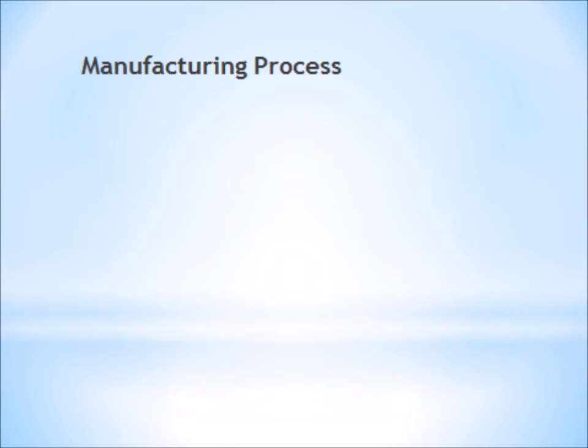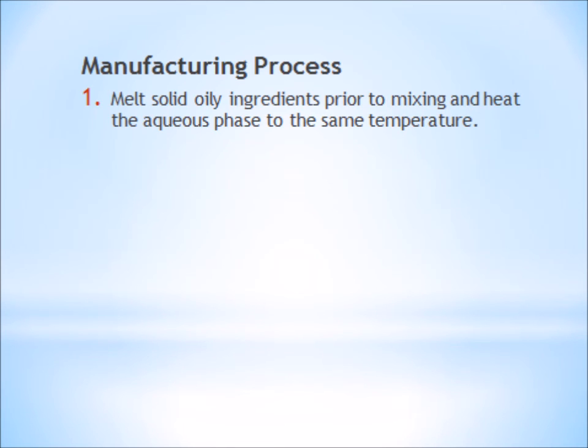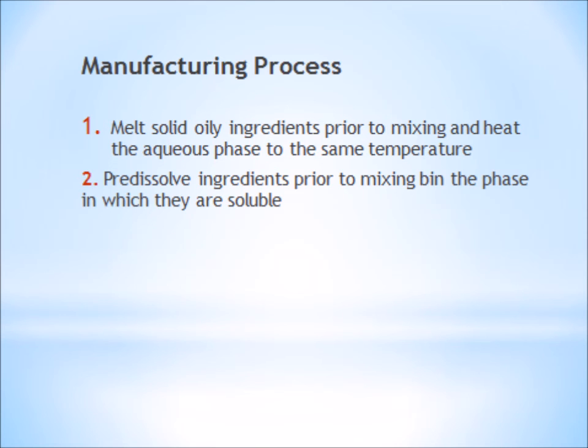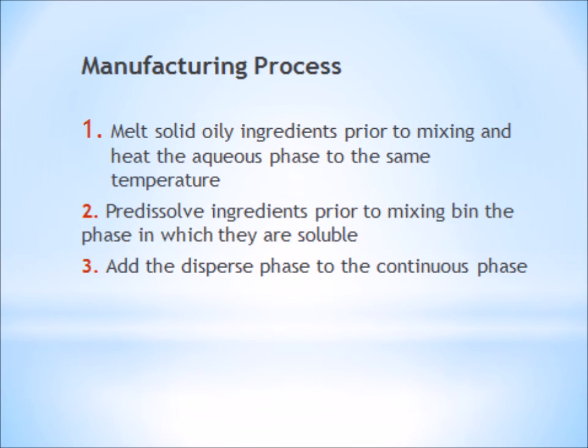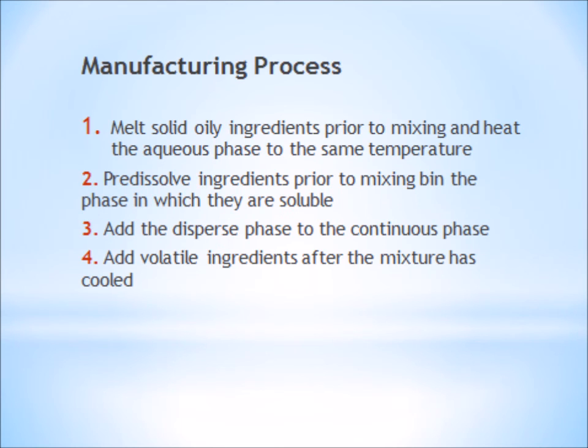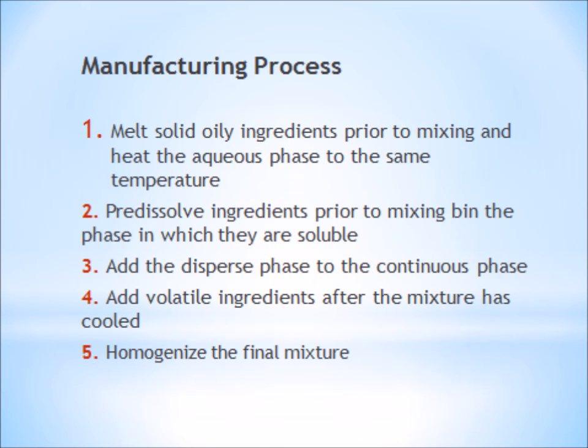Manufacturing process. Number 1, melt solid oily ingredients prior to mixing and heat the aqueous phase to the same temperature. Number 2, pre-dissolve ingredients prior to mixing in the phase in which they are soluble. Number 3, add the dispersed phase to the continuous phase. Number 4, add volatile ingredients after the mixture has cooled. Number 5, homogenize the final mixture.